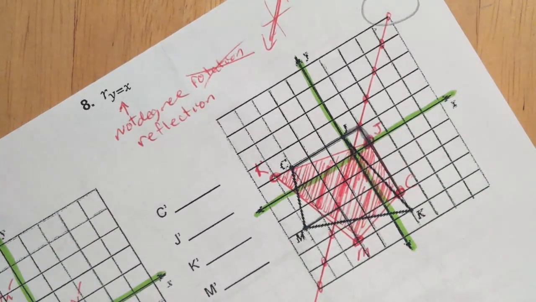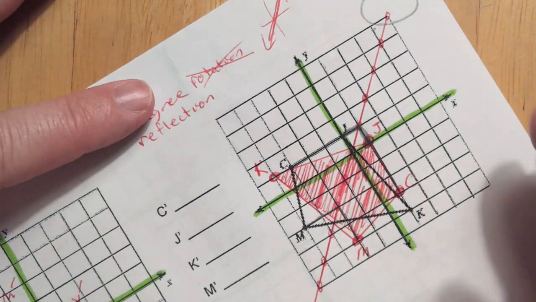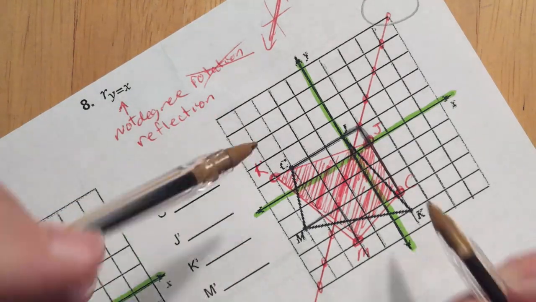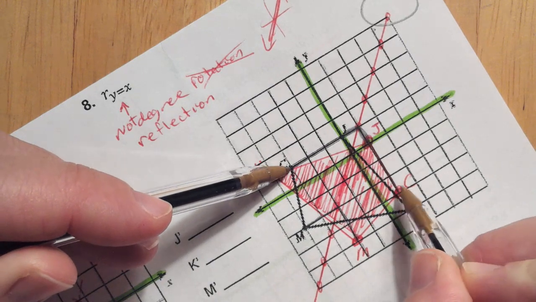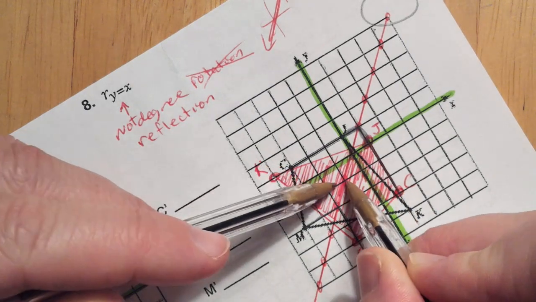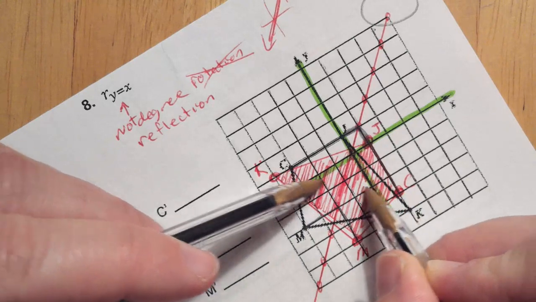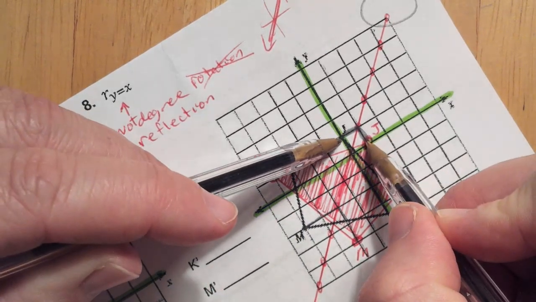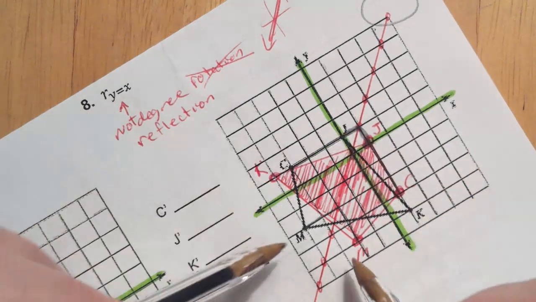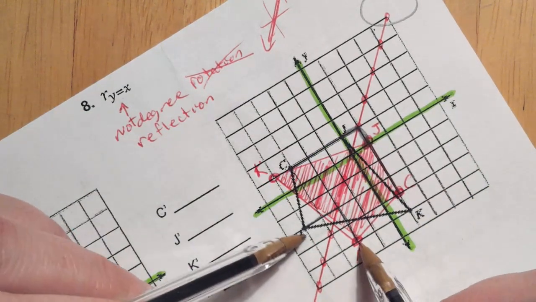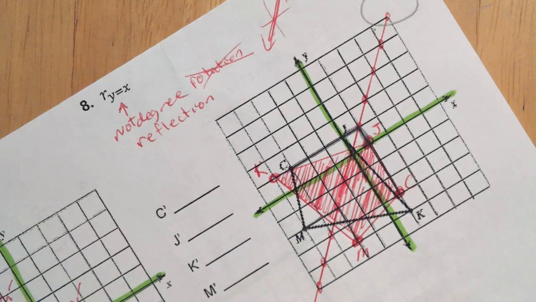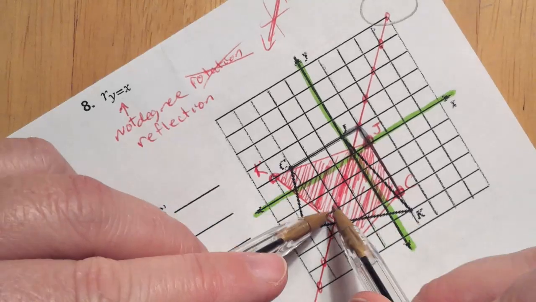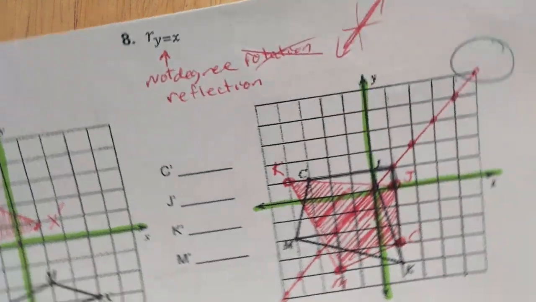Does this look legit? Kind of hard to see, but if we just look at our particular points, here is the black C, here's the red C, and the reflection line looks like it's right there in the middle, so that looks legit. J and the original J, yep, that looks legit. M, yep, those look legit. And K, so the black K and the red K, yep, the reflection line is right there in the middle, so I feel really good about this.